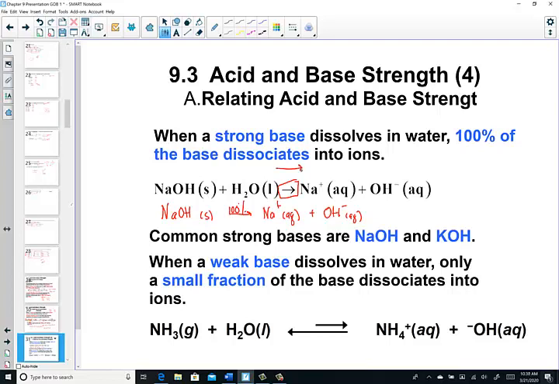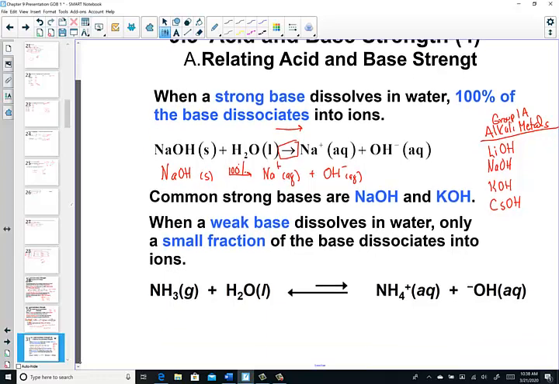Some common strong bases occur with any first family metal. You could have sodium hydroxide, potassium hydroxide. Think about the first family metals, lithium hydroxide, cesium hydroxide. All of these are from the first family known as the alkali metals, group 1A. All of those represent strong bases.